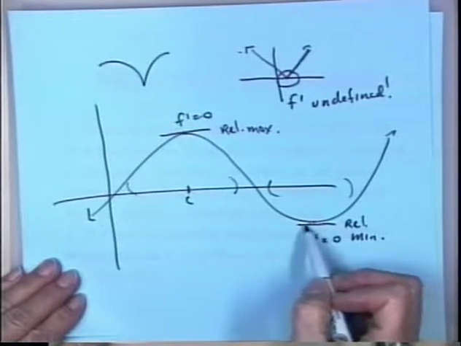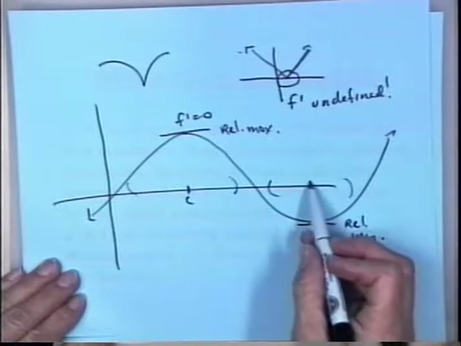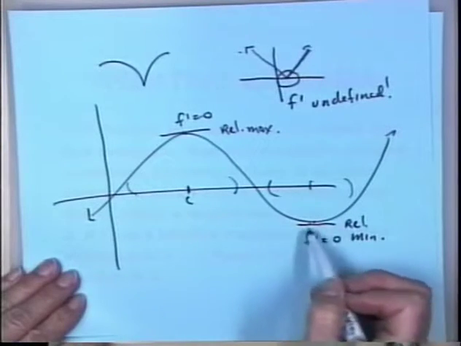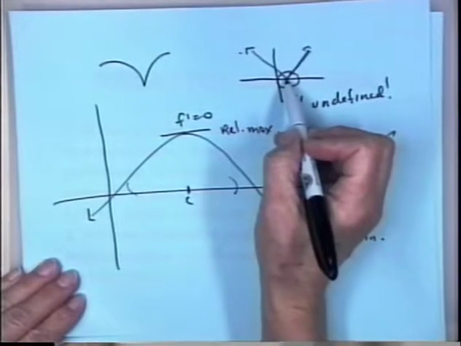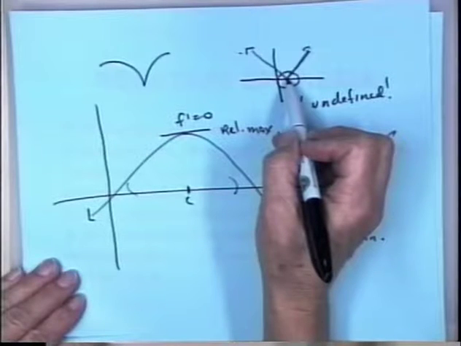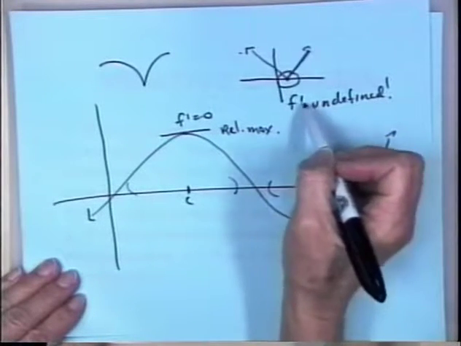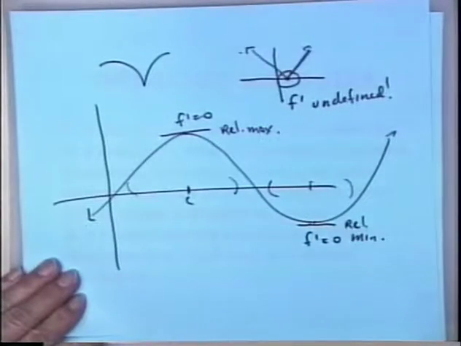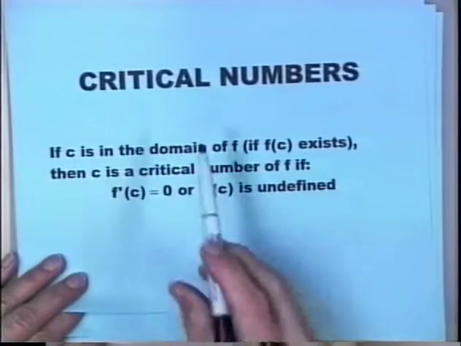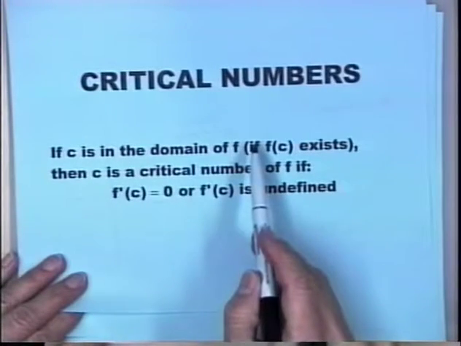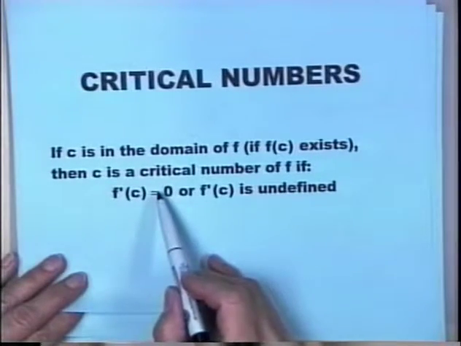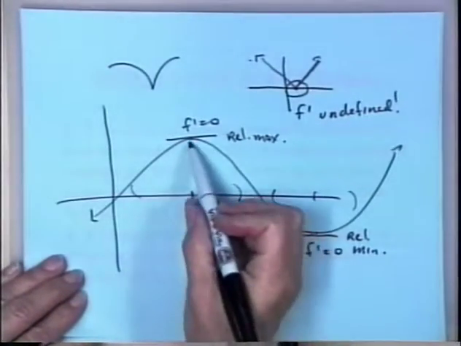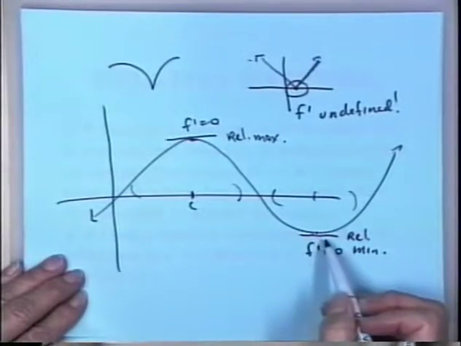Right here, again, I've got a horizontal tangent line. The derivative is 0 at this x value. So again, that would be a critical number because the derivative is 0 there. Notice here the derivative is undefined. That's a relative minimum. It's a low point. The derivative is undefined there. Recall your definition of a critical number, I'm going to put it back up here. Our function exists there. The derivative is either 0 or undefined. And those are the places where we can have relative maximums or relative minimums.